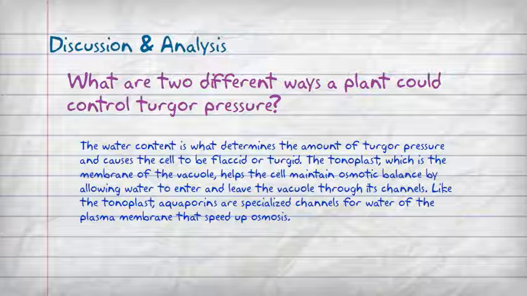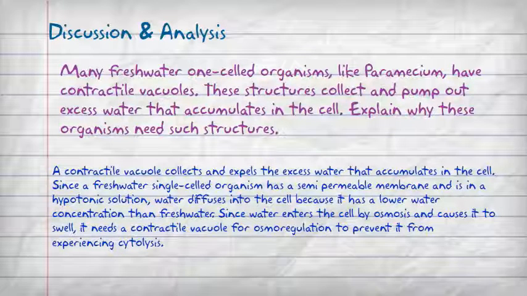The water content is what determines the amount of turgor pressure and causes the cell to be flaccid or turgid. The tonoplast, which is the membrane of the vacuole, helps the cell maintain osmotic balance by allowing water to enter and leave the vacuole through its channels. Like the tonoplast, aquaporins are specialized channels for water in the plasma membrane that speed up osmosis. A contractile vacuole collects and expels the excess water that accumulates in the cell.